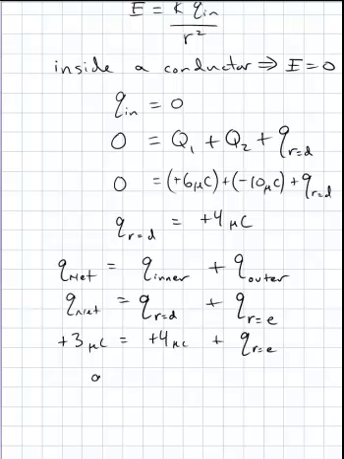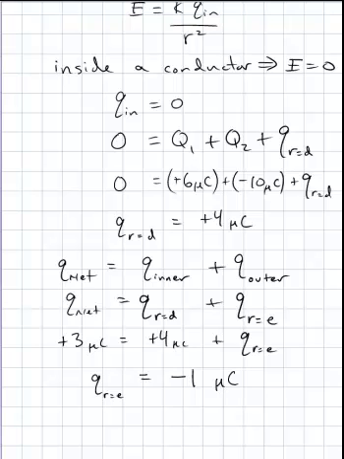So on our outer surface, we have to have negative 1 microcoulomb. So even though this shell has a net positive charge of positive 3, positive 4 went to the inner surface, so that left negative 1 on the outer surface. Because when you add the two surfaces together, you have to get the net charge on that object.